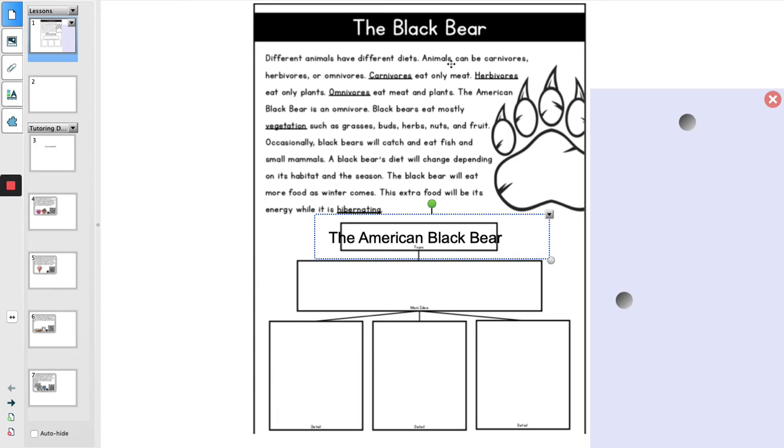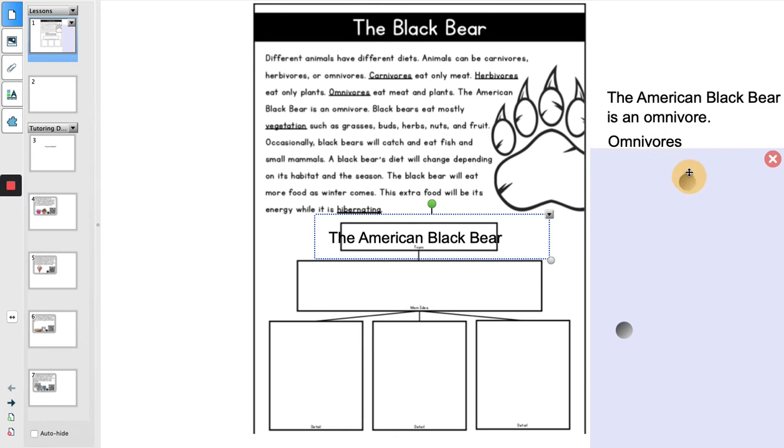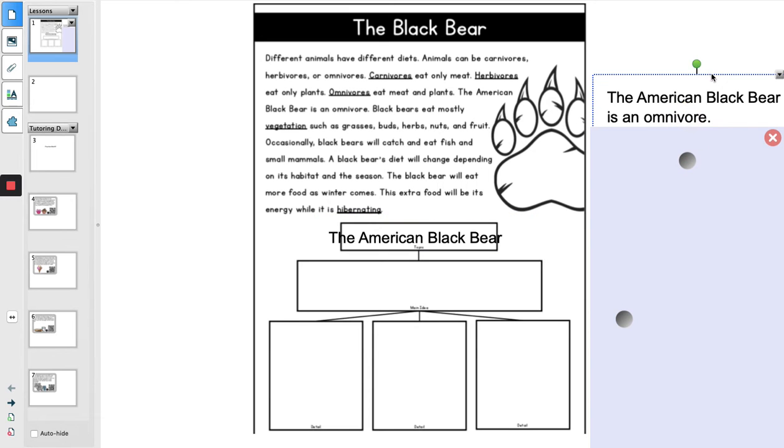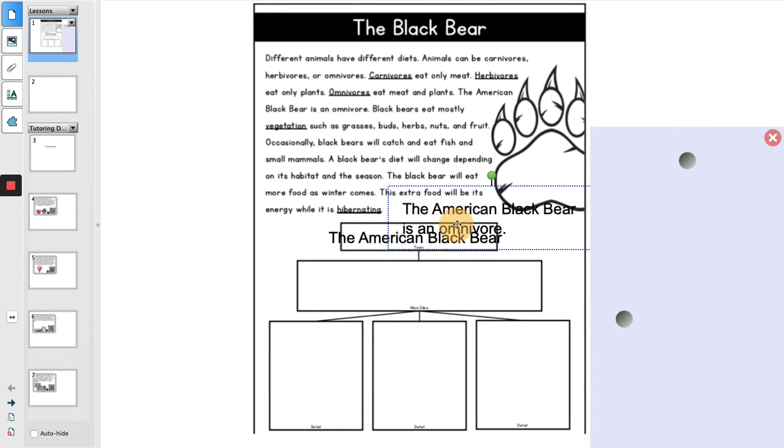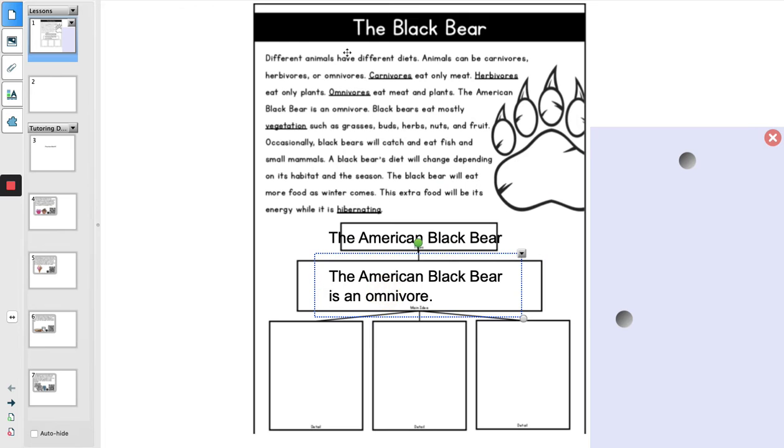Now remember that the topic is the big, broad idea. And then when we get to the main idea, that's the main focus of our article. So it's more specific than the topic. So our main idea is that the American black bear is an omnivore, because that's what this article mostly talks about. It tells us that there's different animal diets and that a black bear is an omnivore. And then it goes and talks about its diet.